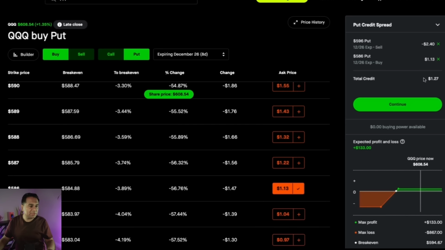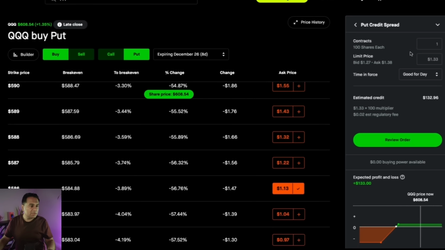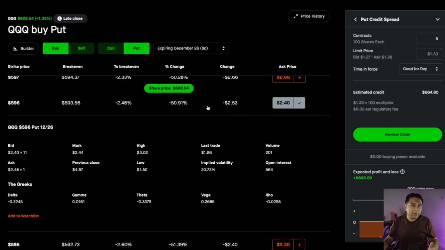And for this, as you can see right here, the total credit received for building this put credit spread is $1.27. So let's assume that your goal is to collect $500 in weekly income. So in that case, you would sell 5 put credit spreads. And as you can see right here, you would collect about $664 in premium. However, I noticed that the 596 strike price is actually a delta of 22.